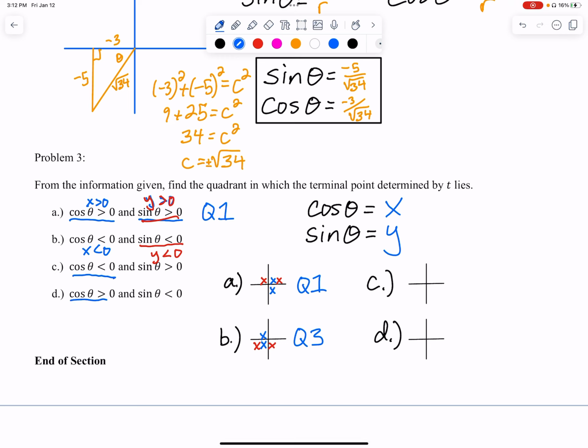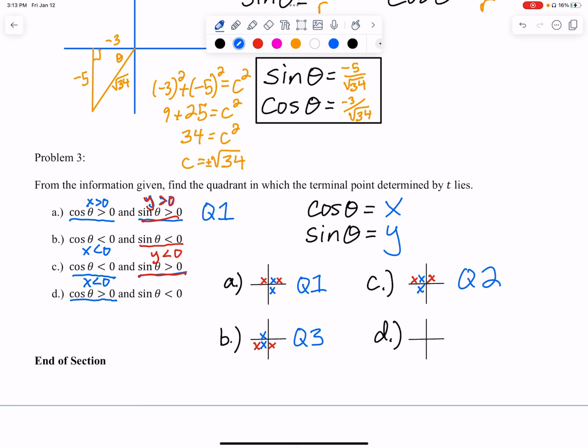Right? I'm going to do the cosines for the last two with blue and then switch to red. Cosine is less than 0. That means x is less than 0. So that means those two quadrants are possible. And then sine has to be greater than 0. That's in red, right? That's up here. So that means my answer is in quadrant 2.